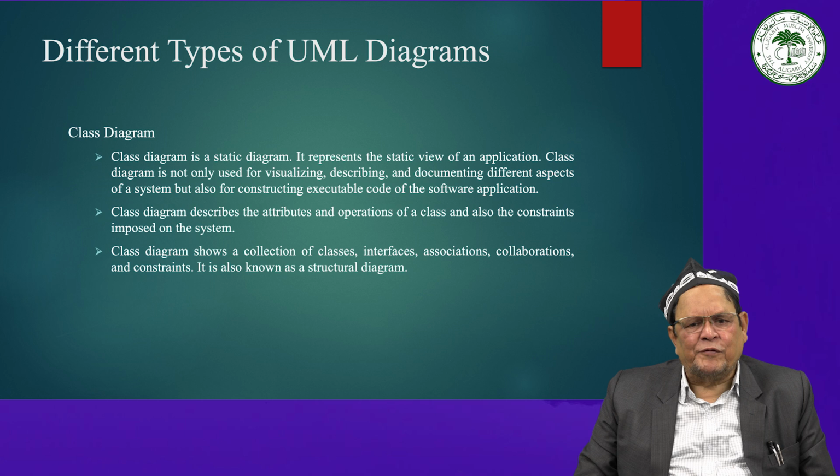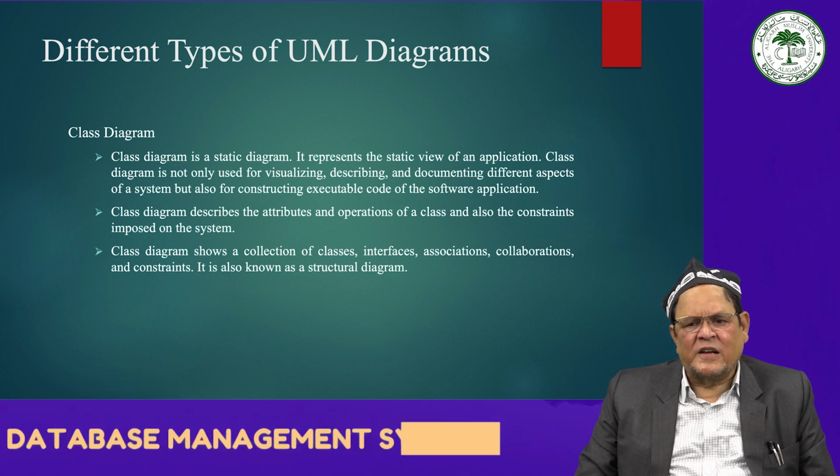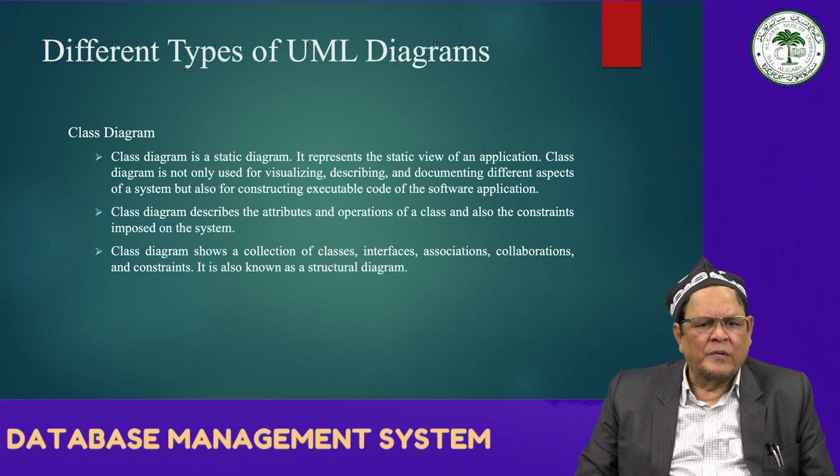Let us discuss different types of UML diagram. There are different types of diagram. The first is class diagram. Class diagram is a static diagram. It represents a static view of an application. Class diagram is not only used for visualizing, describing, or documenting different aspects of a system, but also for constructing a suitable code of the software application.